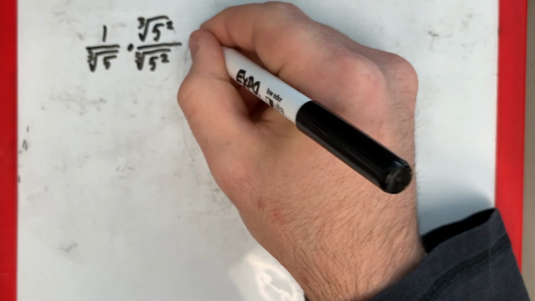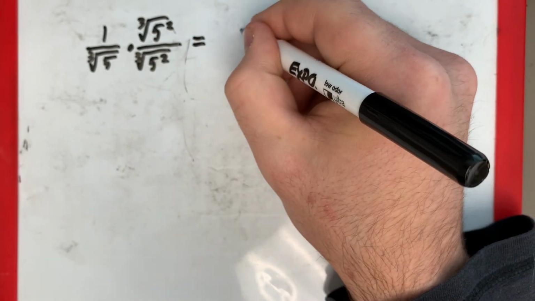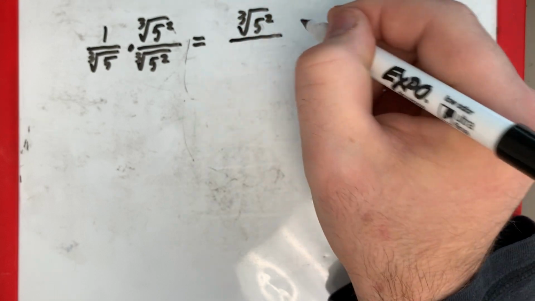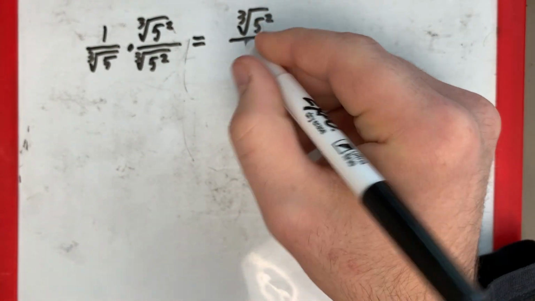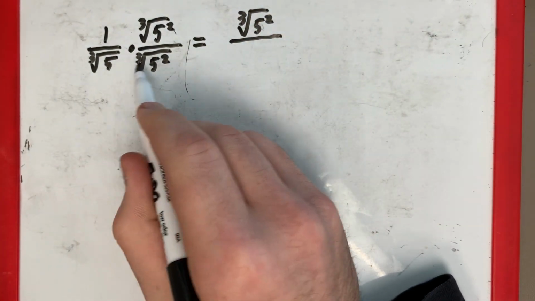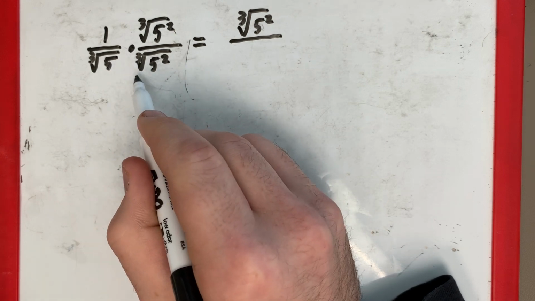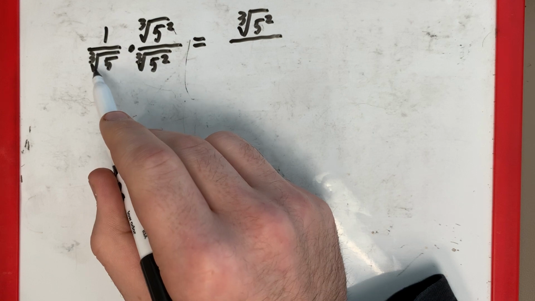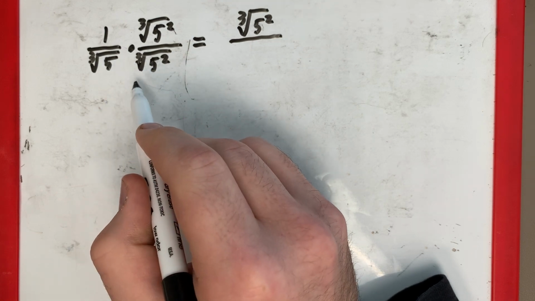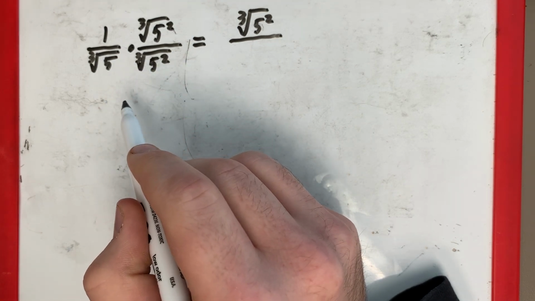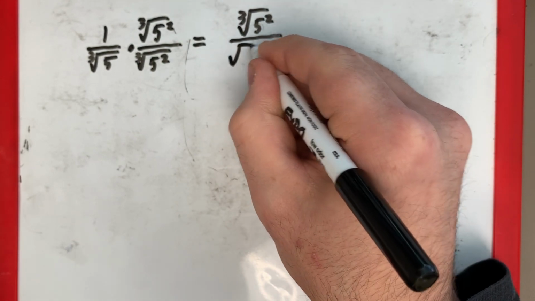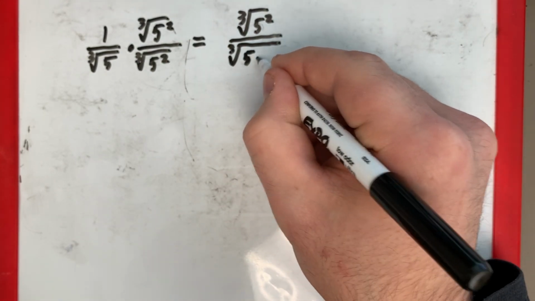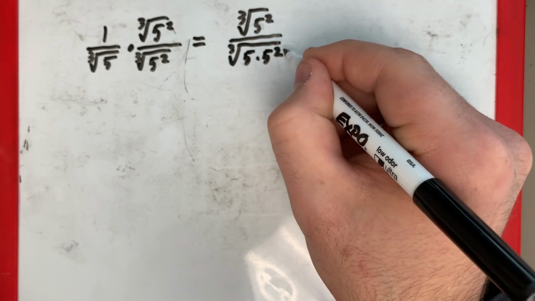Okay, so now multiplying across, I get cube root of 5 squared in the numerator, and then the denominator, I'm going to combine these because now I'm multiplying straight across the denominator. So if I have the same radical here, I have cube root and a cube root being multiplied together, I can use the product rule for radicals so that I get one big radical. So I have a cube root of 5 times 5 squared.